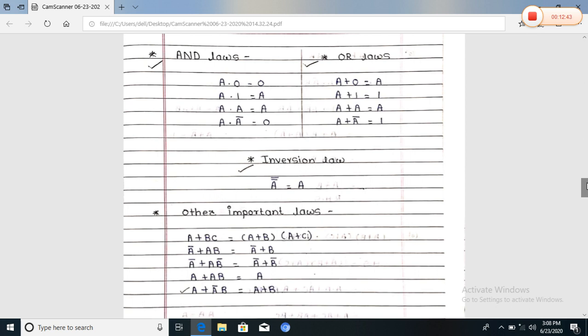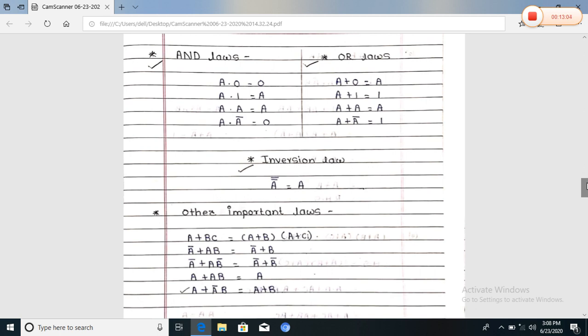Next law, A bar plus AB is represented as A bar plus B. Next law, A bar plus AB bar is equal to A bar plus B bar. Next law, A plus AB is equal to A. A plus A bar B is equal to A plus B.